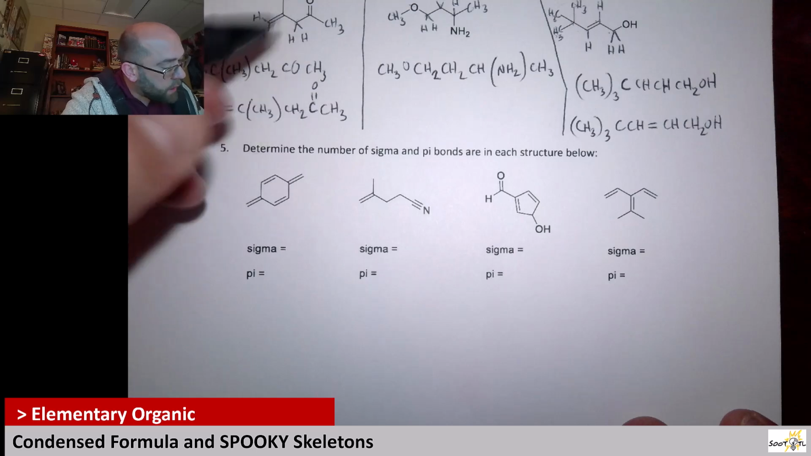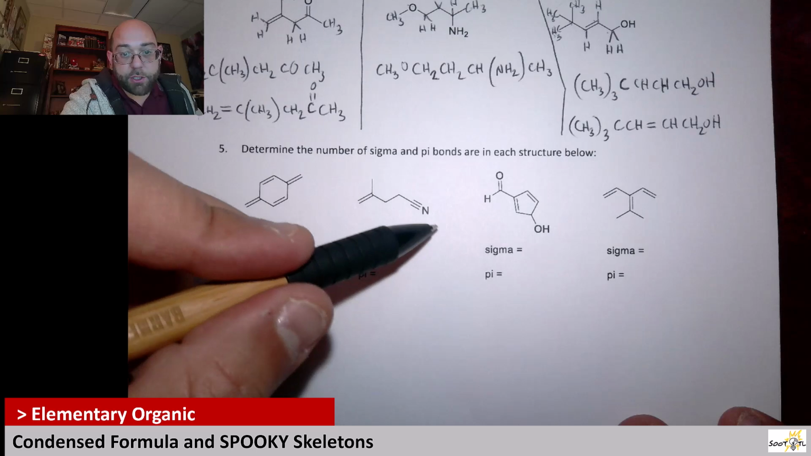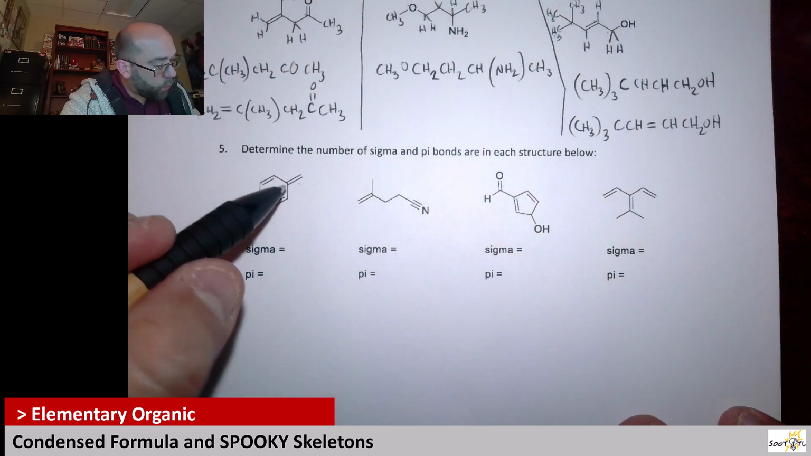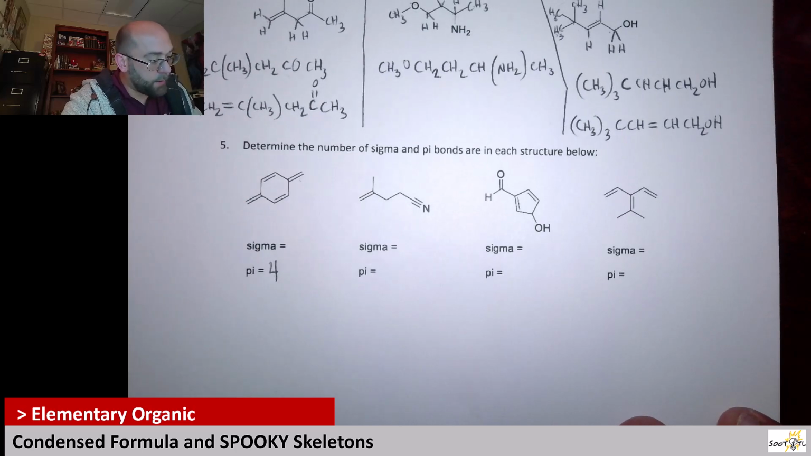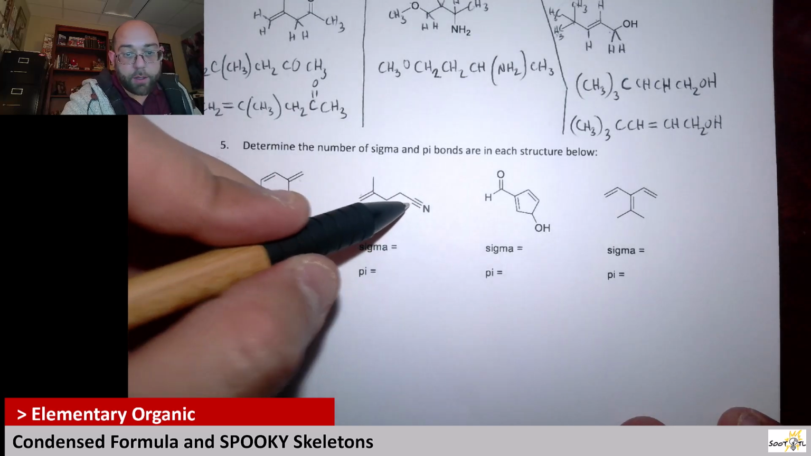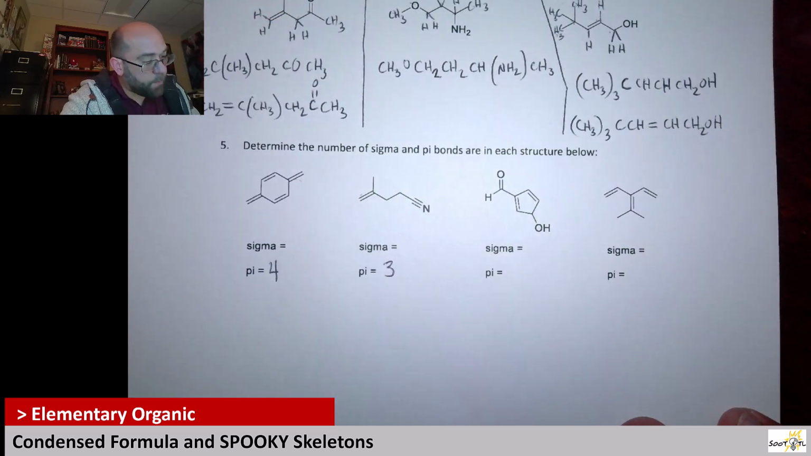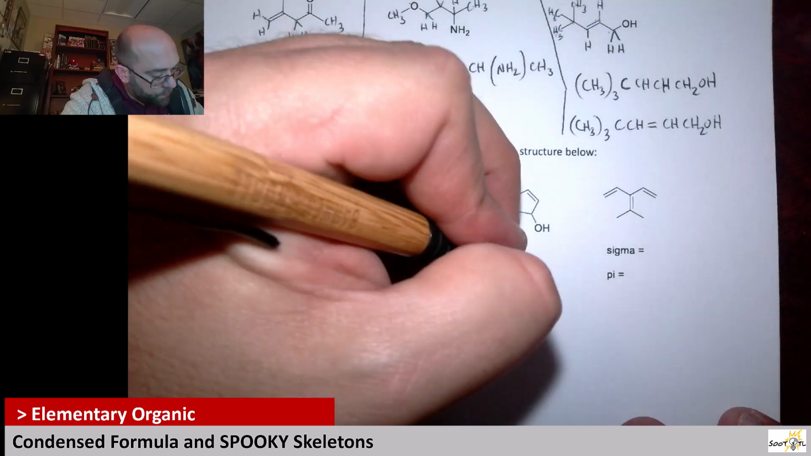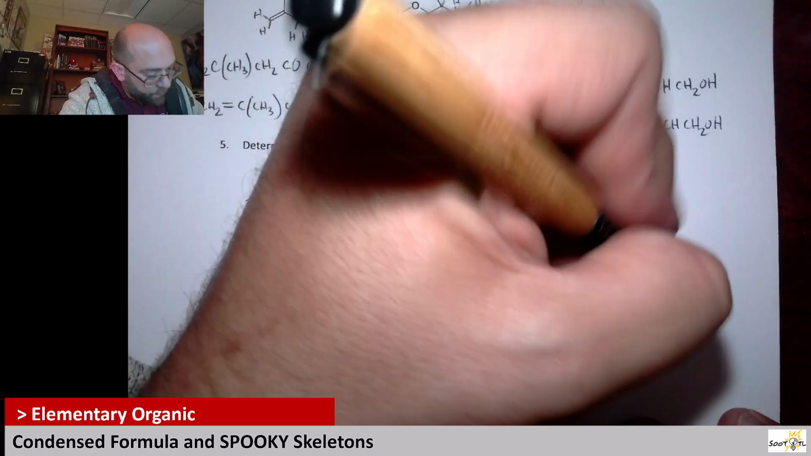So the pi bonds, if you notice, it's one for a double bond, or two pi bonds in a triple bond. So here you have nothing but double bonds, so only count one of them. You've got 1, 2, 3, 4. So this one has 4 pi bonds. Now it's one for a double, but there's 2 pi bonds in a triple bond. So it's 1, 2, 3. Okay. Here we've got nothing but double bonds again, so it's 1, 2, 3. And then here we have double bonds again, so it's 1, 2, 3.